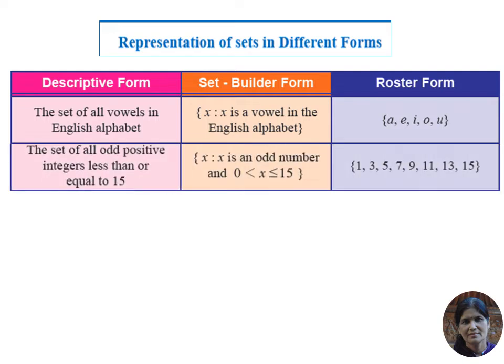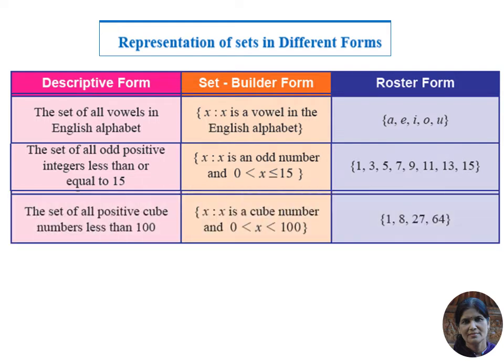Next example, the set of all positive odd integers less than or equal to 15. So in set builder form, please note, it will be all x such that x is an odd number, and in symbols it will be written as x is greater than or equal to 0 and less than or equal to 15. And in roster form it will be all the individual elements, that is 1, 3, 5, 7, 9, 11, 13, 15.